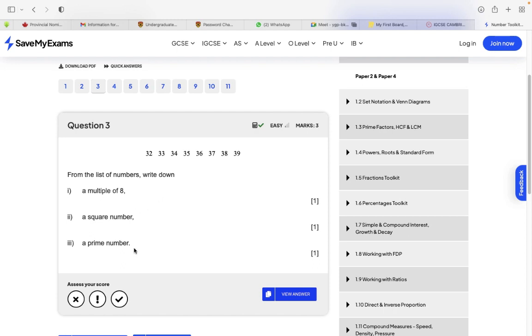Then the next one is prime numbers. Before we do prime, we figure out which of these is a prime number. Obviously 32 is not a prime number. 33 is not a prime number. 34 is not a prime number. 35 is not a prime number. 36 is not a prime number. 38 is not a prime number. 39 is not a prime number. But 37 is a prime number.